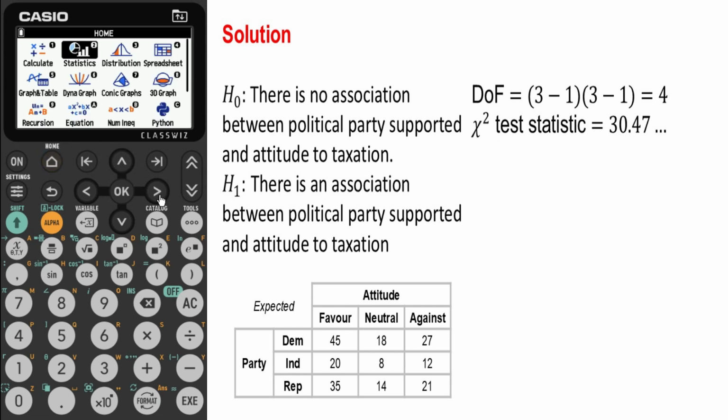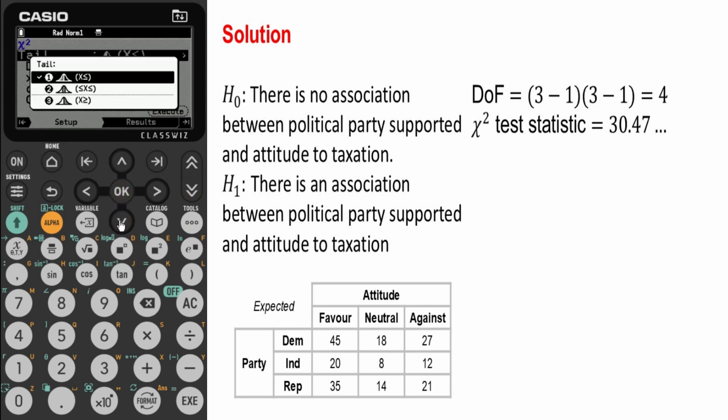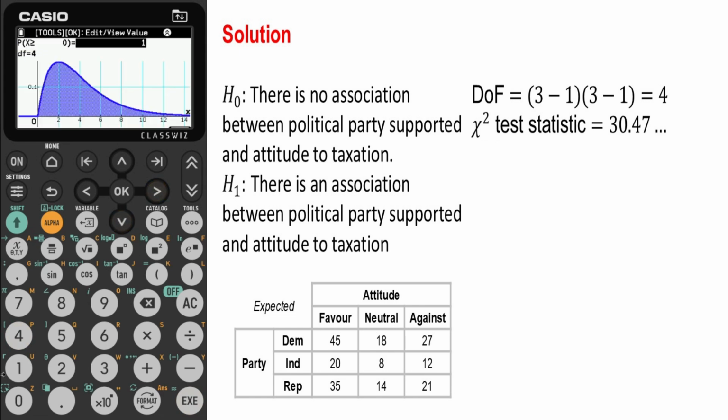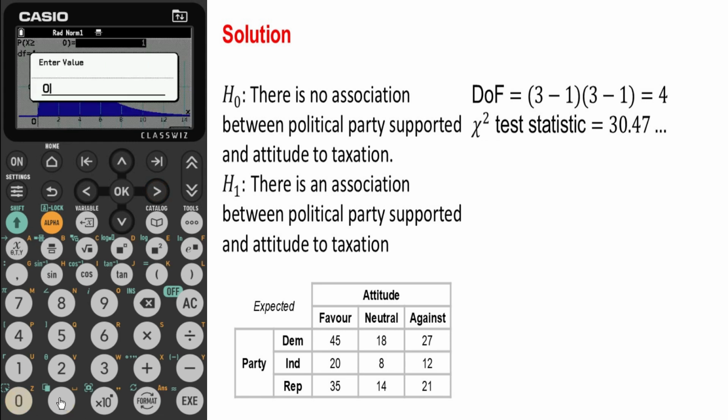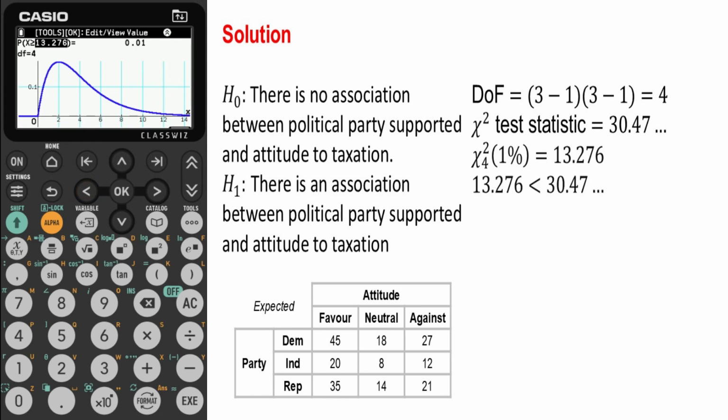If I press home, then distribution, go to chi-squared, let us change the tail to x is greater than or equal to. We calculated we had 4 degrees of freedom, and we have a 1% level of significance. You can see the critical value is equal to 13.276. If I compare this with the test statistic of 30.47, etc.